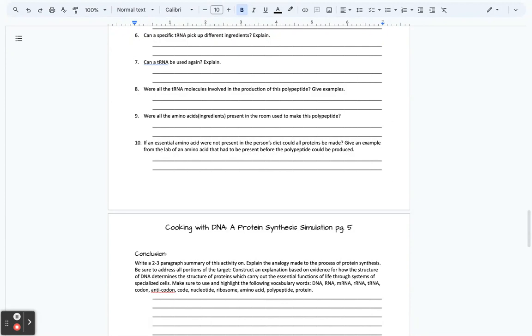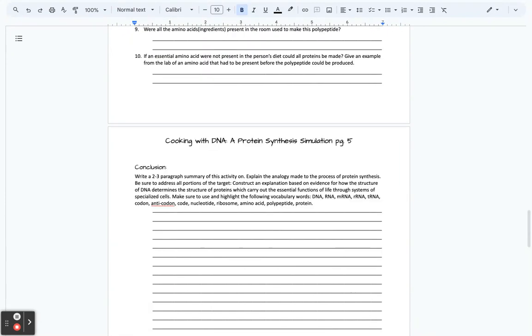If an essential amino acid were not present in the person's diet, could all proteins be made? If you are missing one of those essential amino acids, you would not be able to make an amino acid. So just come up with something like, if you didn't have this essential amino acid, then the protein would be different. So just make sure you explain using full sentences.